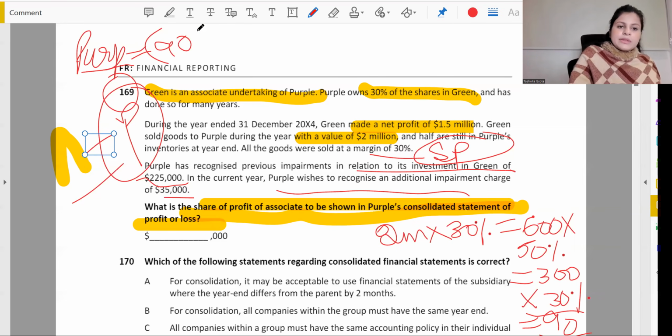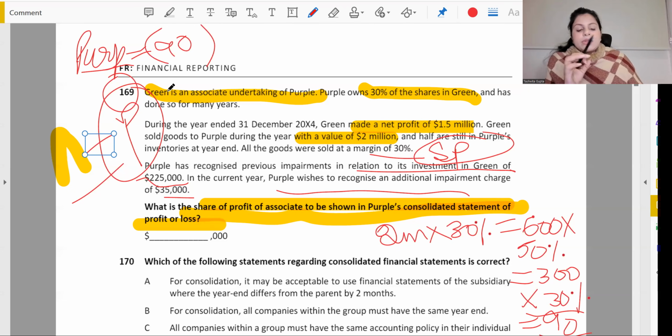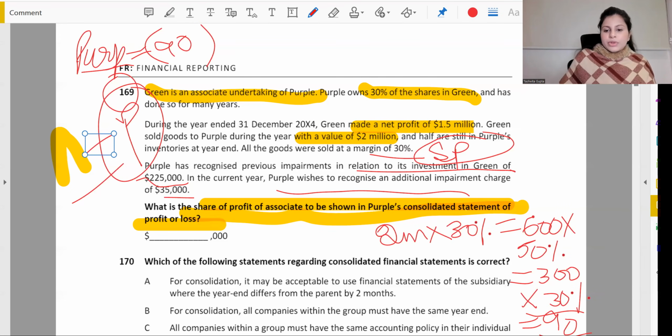I need to remove this. Who's the seller? Associate is the seller. So I need to remove this from my share of profit in associate. 90 will be removed. Then what's your impairment loss? 35,000 is the impairment. So how much will you show?